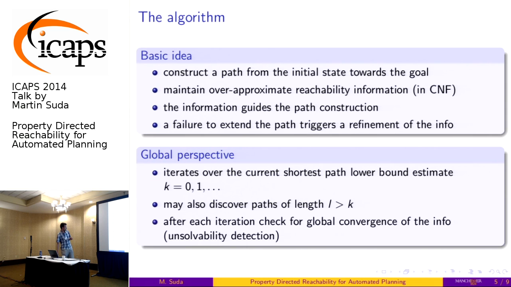And the second cool feature is that after each of those major iterations, there is a special check which checks for some kind of convergence in the reachability information, and the algorithm is basically guaranteed to discover that no plan exists, kind of unlike what planning as satisfiability is able to do without any additional tricks.